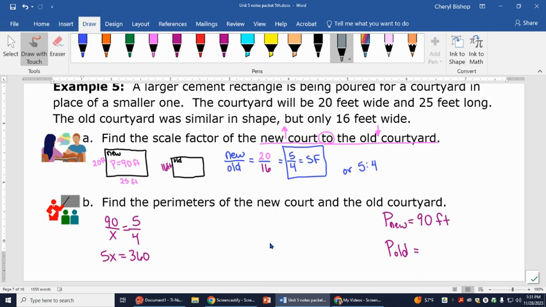I already cross multiplied. 5x equals 360. It's like one of the first things we learned in Algebra 1. Well, how did you do was my question. Divide by 5 on both sides. And x equals 72. And my units are going to be the same, so it's going to be 72 feet. So my new perimeter is 90 feet of the new bigger rectangle courtyard, and the old one was only 72 feet of my old smaller rectangular courtyard.